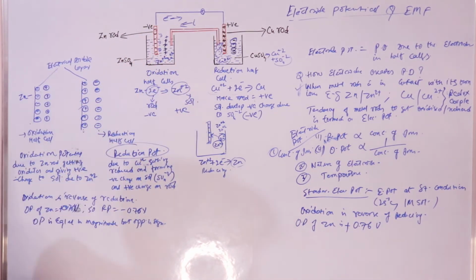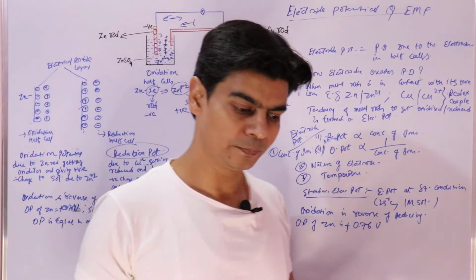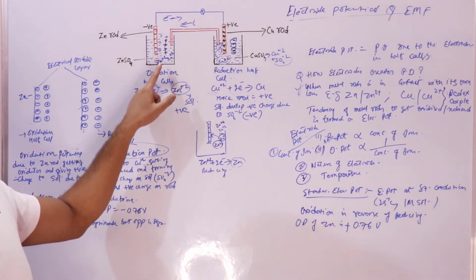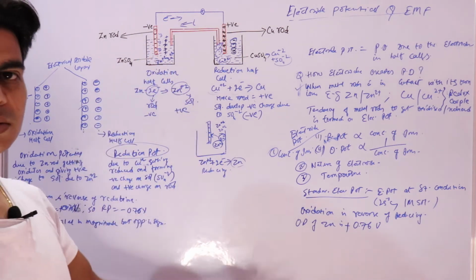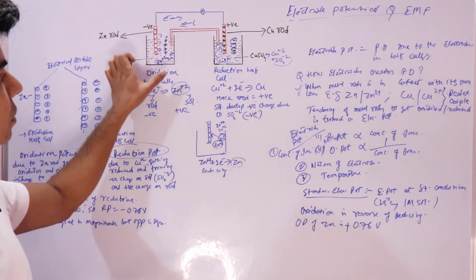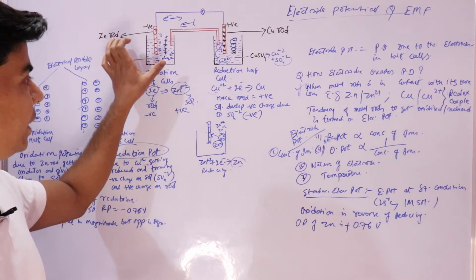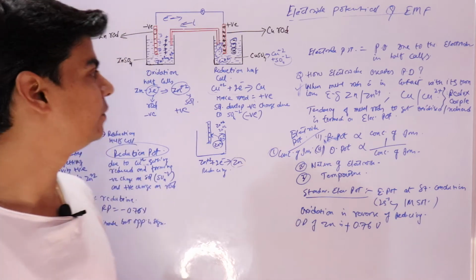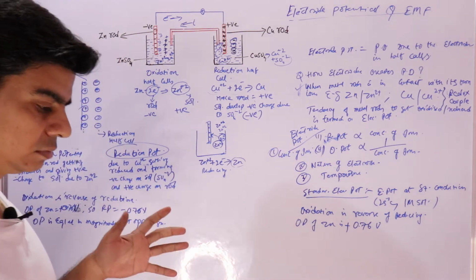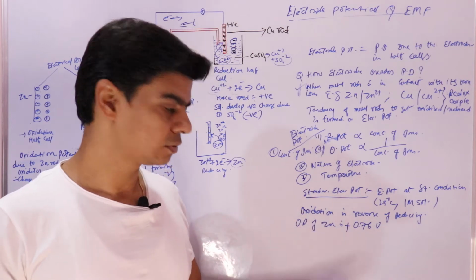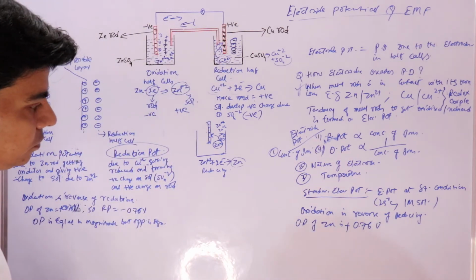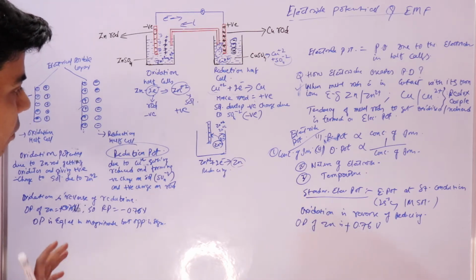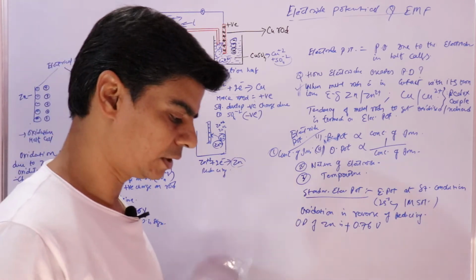Whenever we calculate electrode potential, the electrode is in contact with its ions in solution. So this concentration would be 1 molar and the temperature 25 degrees Celsius, and under these conditions the electrode potential is the standard electrode potential. So now we are almost done with electrode potential.